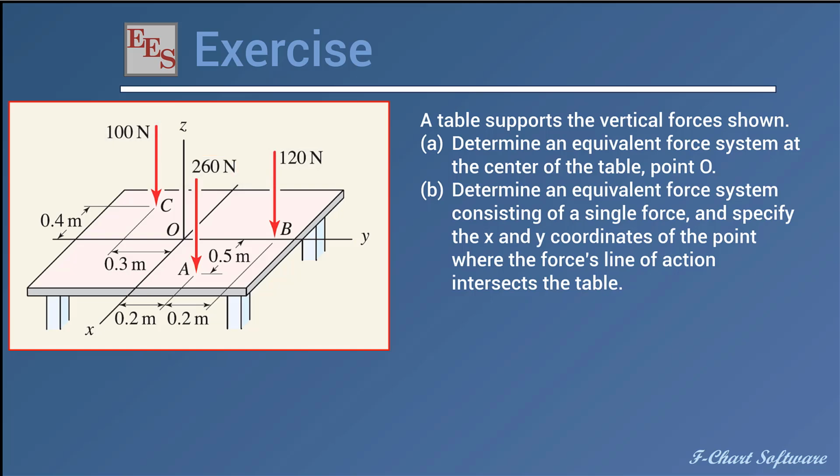So the question has two parts. The first part is determine an equivalent force system at the center of the table at point O. And then the second part is determine an equivalent force system that consists of a single force, but then specify the x and y coordinates of that force at the point where the line of action intersects the table. So go ahead and give that a shot, and then come back and we'll go through the problem together.